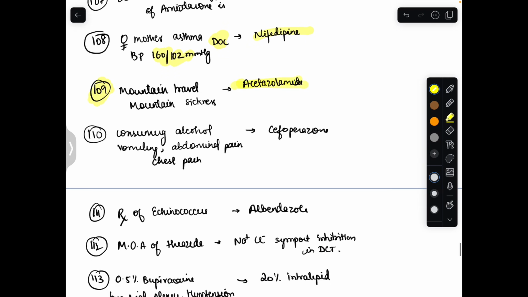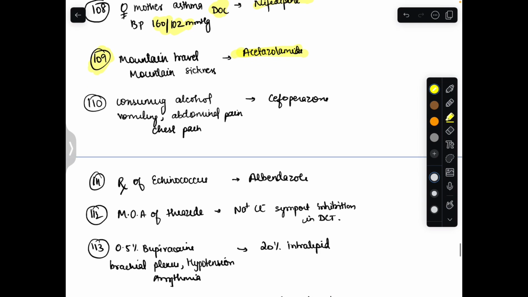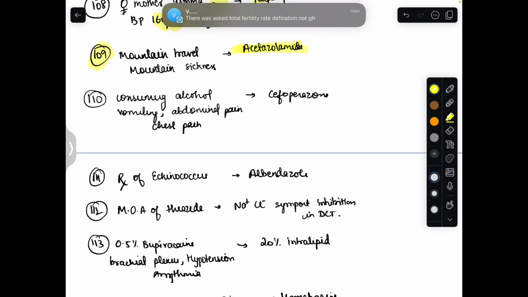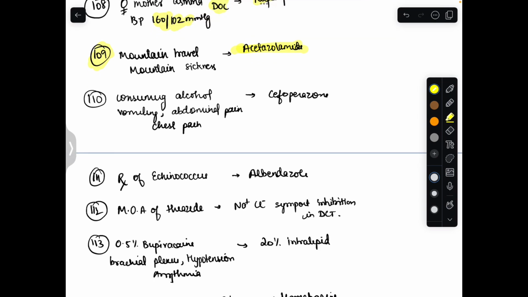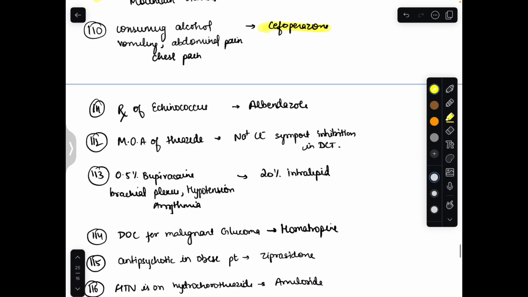And about this question, I am not sure whether it will be there or not, but the correct answer for this one is acetazolamide, if it was there. Now, for the 110th question, consuming alcohol, vomiting, abdominal pain, chest pain. So for this, the correct answer is cefoperazole. Question 111: for treatment of echinococcus, albendazole will be given.